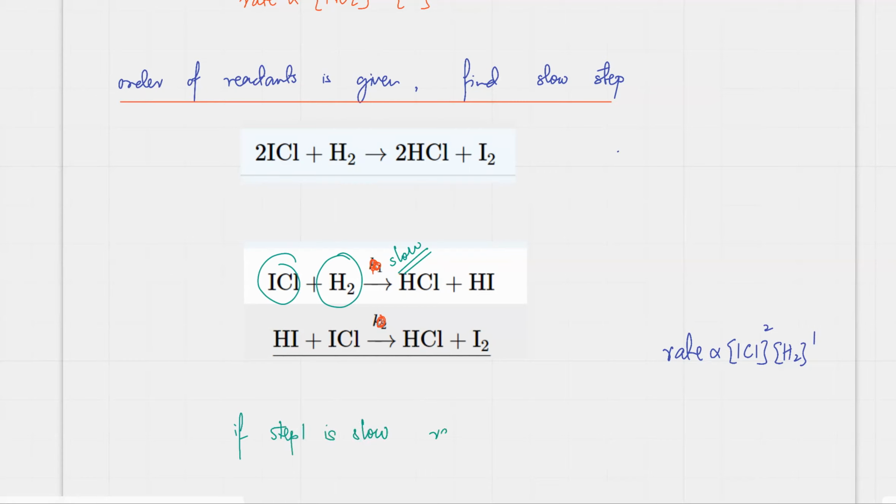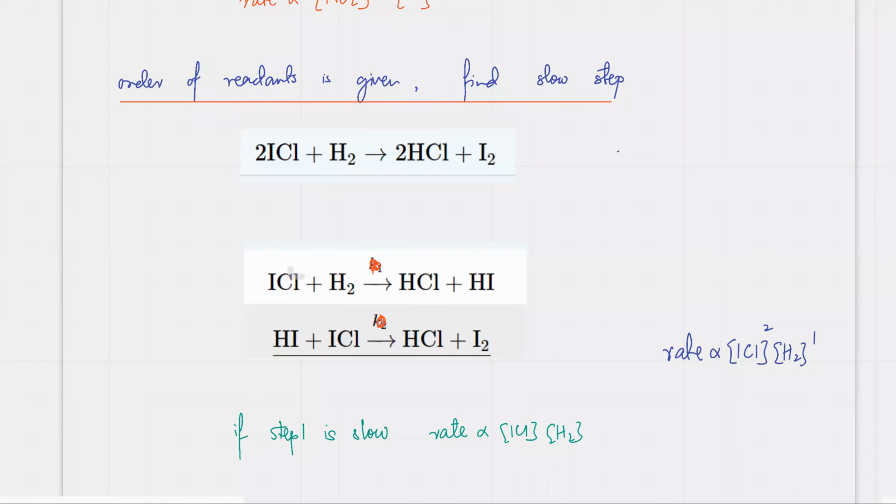So that means rate is dependent on ICL and H2. That's it. So if step 1 is the slow step, then we're getting a different expression compared to this. So that means step 1 must not be the slow step. That is probably not the right option.